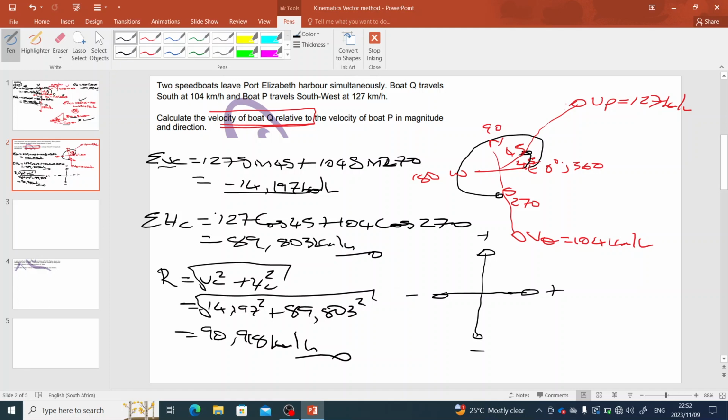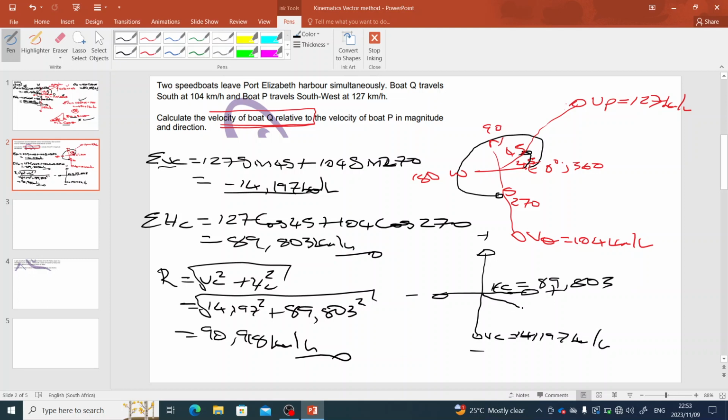Now, when I look at my vertical component, I have a negative answer. It means my vertical component is heading south. It is negative 14,197 kilometers per hour. I've already indicated that it's heading south. The direction is south. It means it's a negative. Negative in this case indicates the direction. Okay. Then the horizontal component is positive. We've got the positive invisible sign there. It means it's heading what? East. It is 89,803.